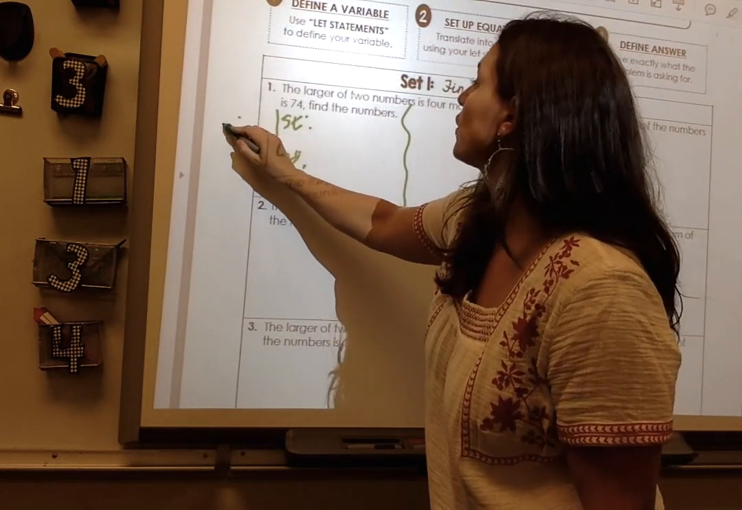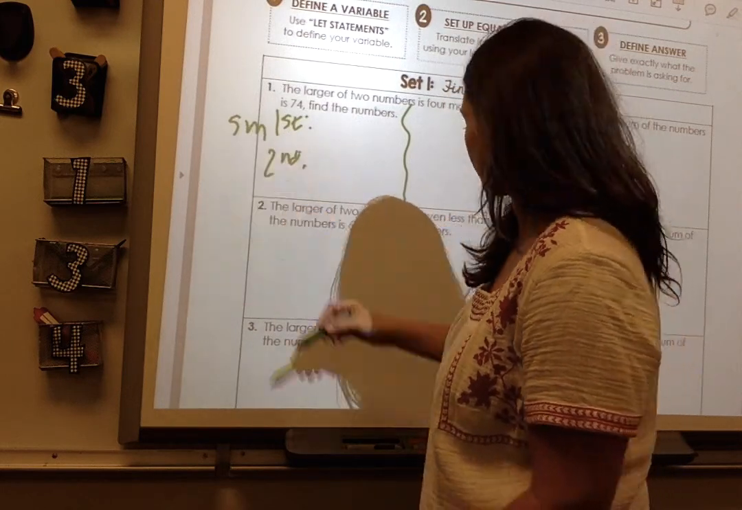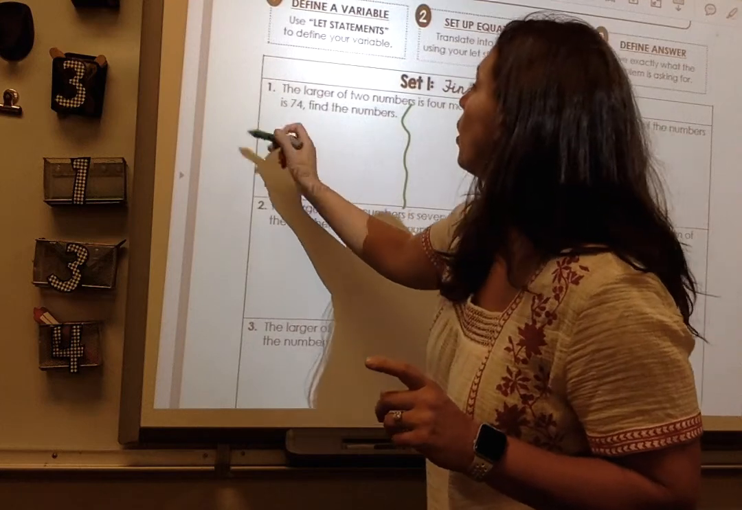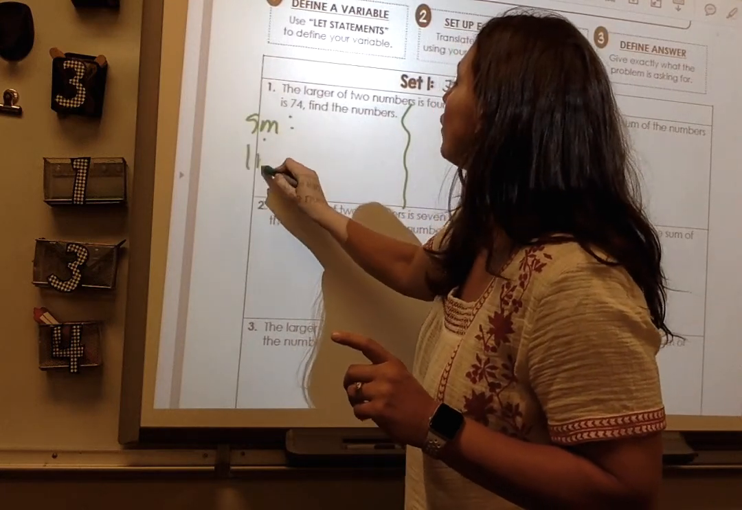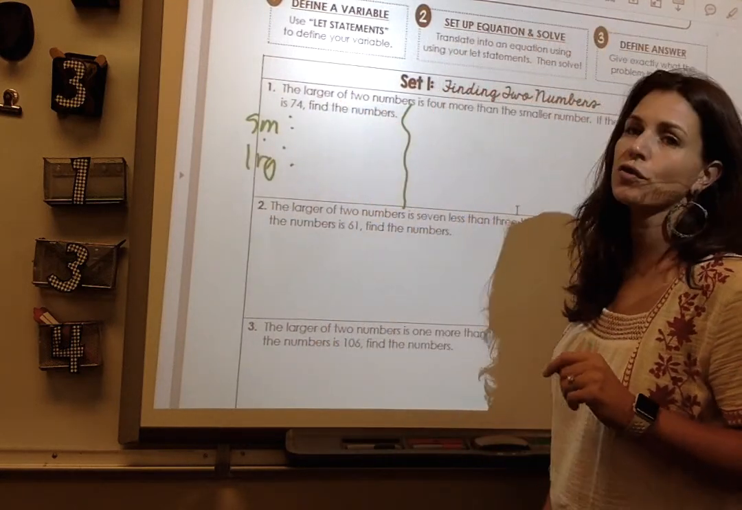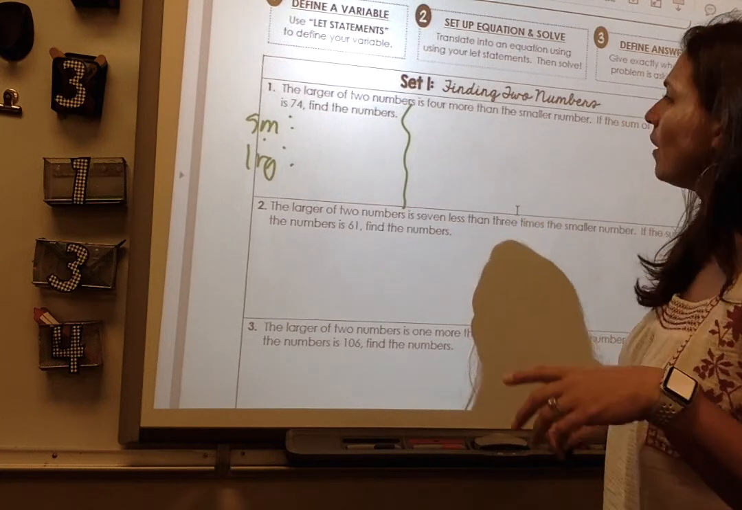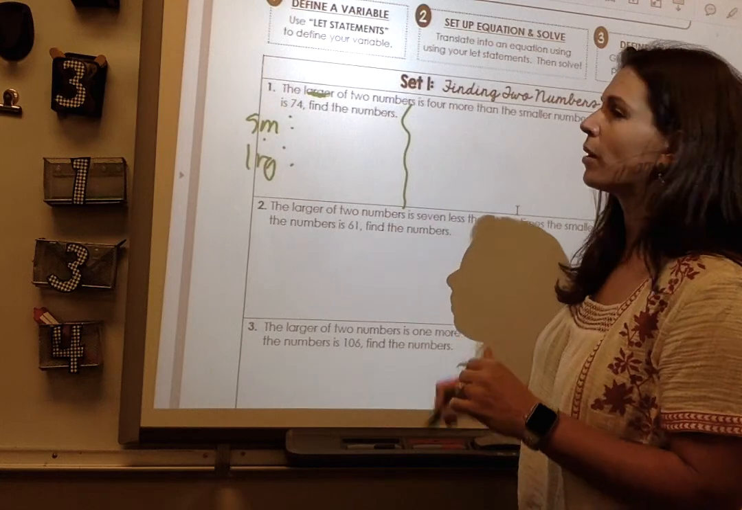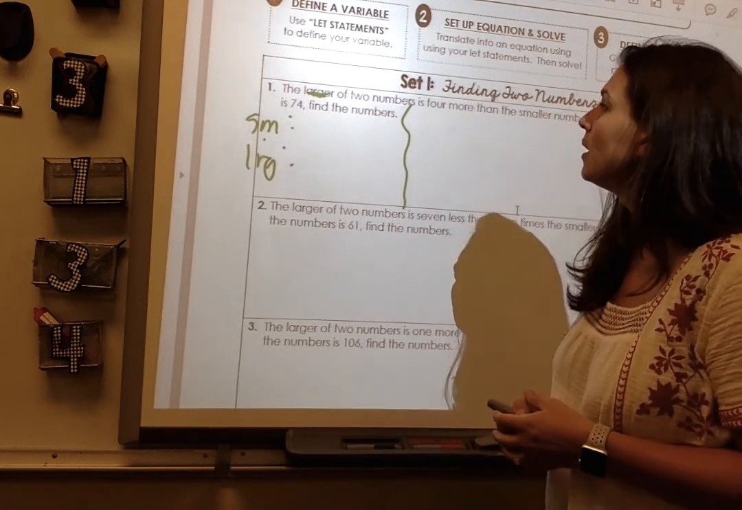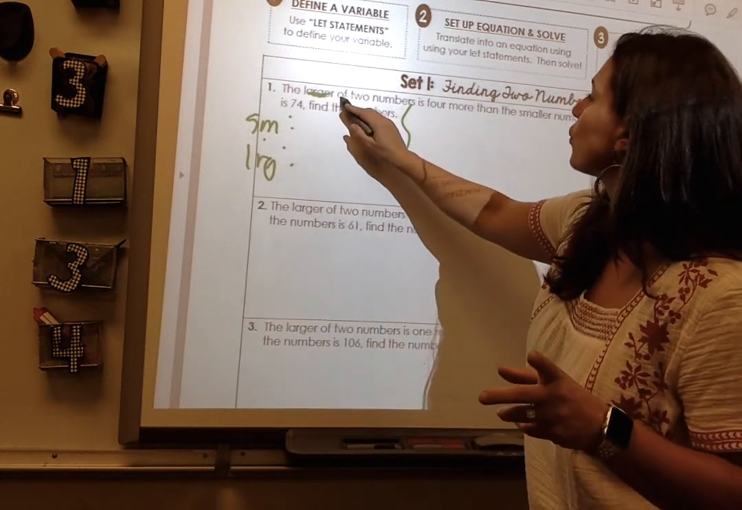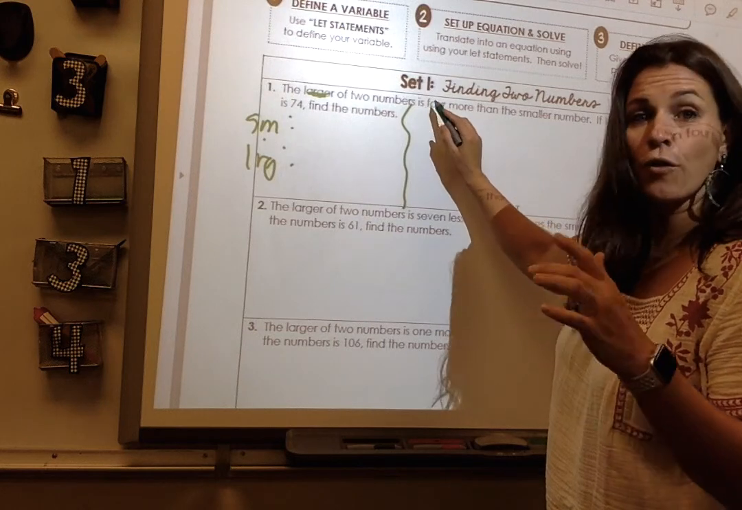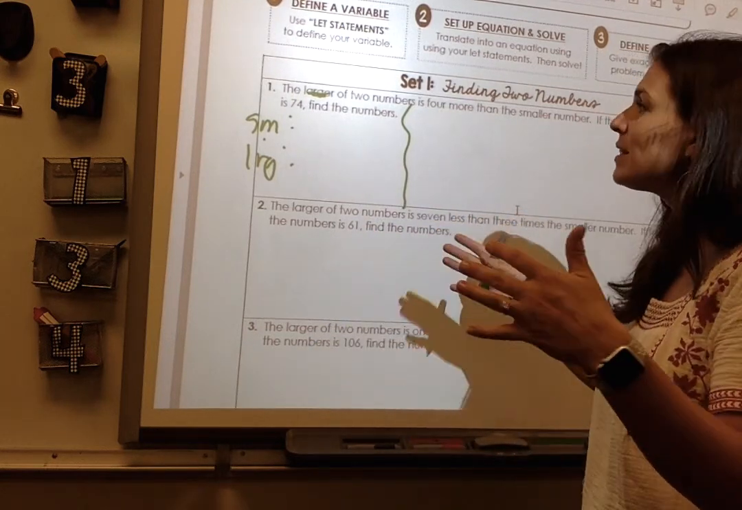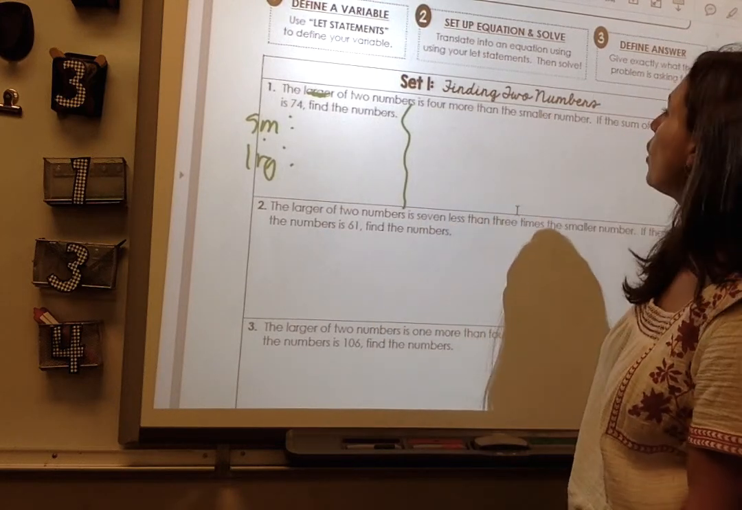Or I have a small number. I can be more specific. Actually, I am going to be more specific. I'm going to say I have a small number, and I have a large number, because it says the larger of 2 numbers. Now, here's what I do. I ask which one of these larger and smaller numbers is not being talked about. It says the larger of 2 numbers is 4 more than twice the smaller. So the large number is being talked about. The one with no information is the small number.